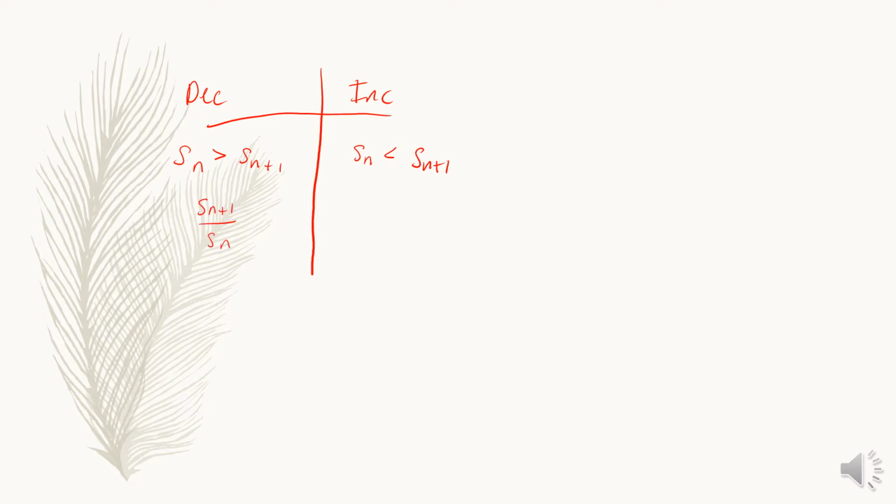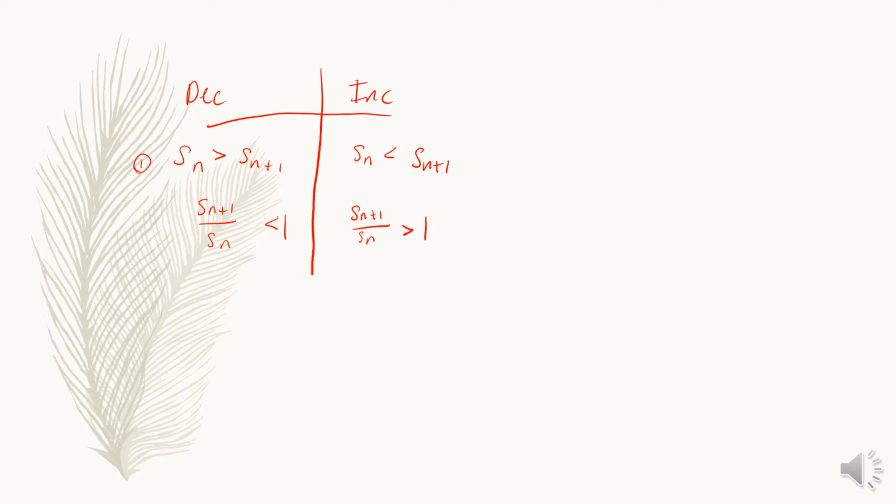There are 3 ways to show decreasing and increasing. And they're very much related, so I'm just going to make a little chart here. So one thing you can do is you can show that Sn is greater than Sn plus 1. For increasing, show that Sn is less than Sn plus 1. You could do that directly, just write out the formula, try to get an inequality. Another way for decreasing is you can show that the ratio of Sn plus 1 to Sn is less than 1. For increasing, I would want this ratio to be greater than 1.